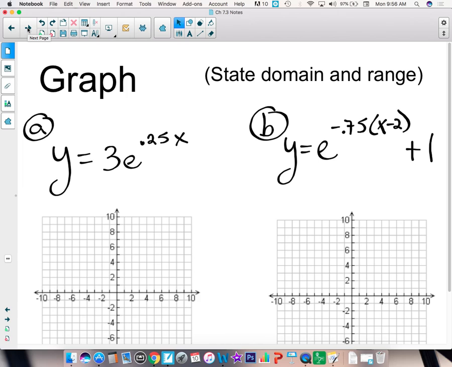Alright, see if you can graph these two. So please pause the video and make XY charts and graph those two.